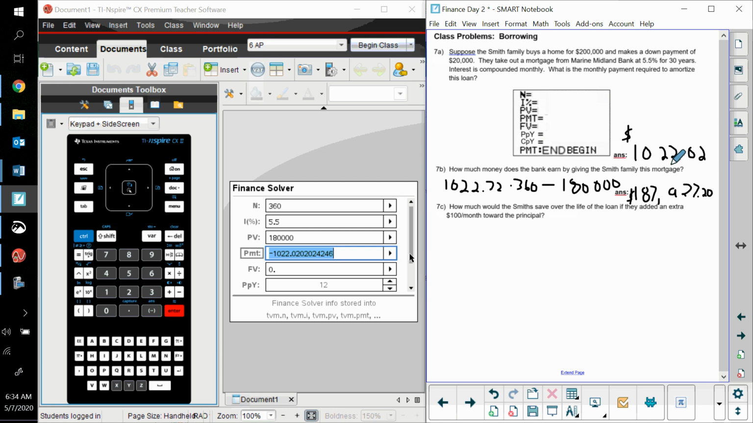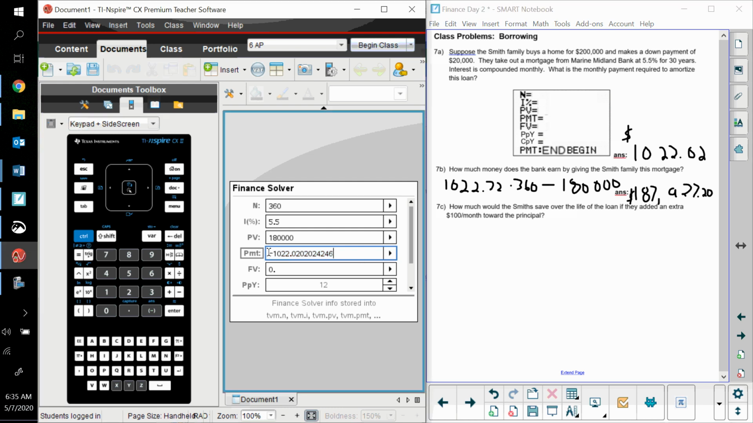So how can you make this better? How can you make it so you're not paying so much more than the actual purchase price for your house? Let's see, what if the Smiths had just added a little bit extra? What if they had added $100 a month towards their principal? So instead of 1022.02, let's add an extra $100 there. And we have to keep it as minus. So it's 1122.02 now.